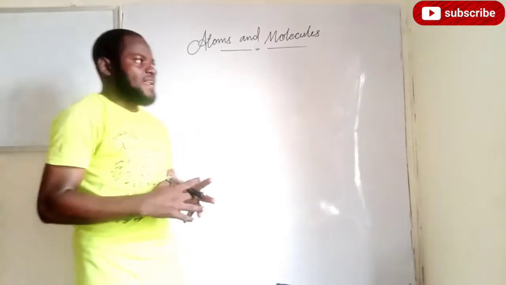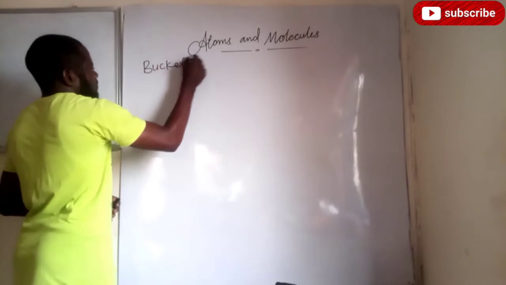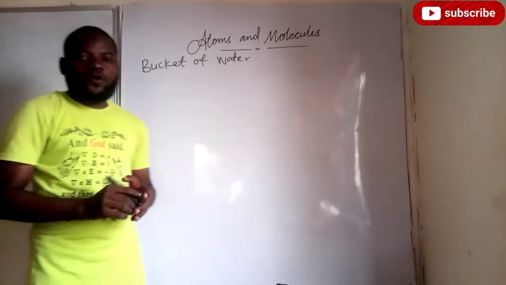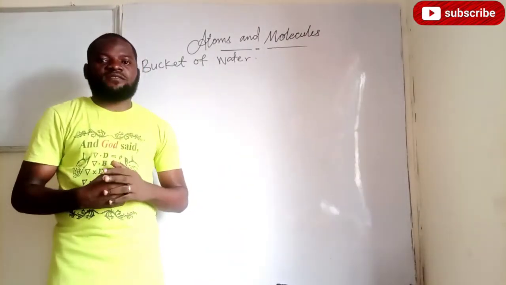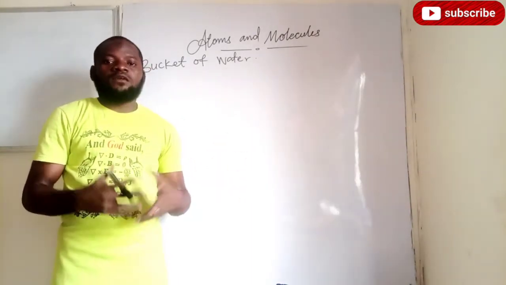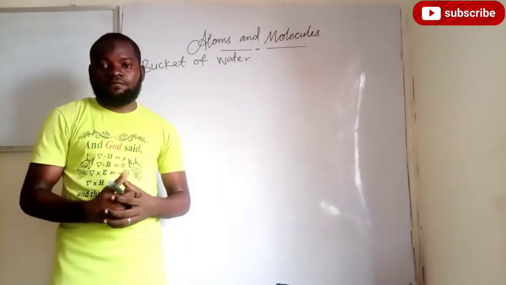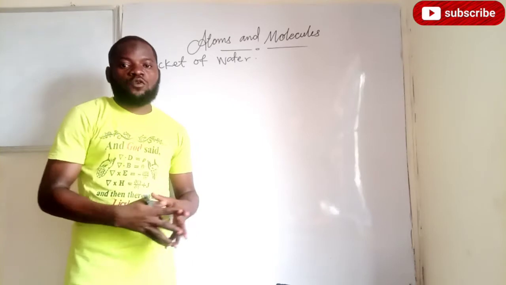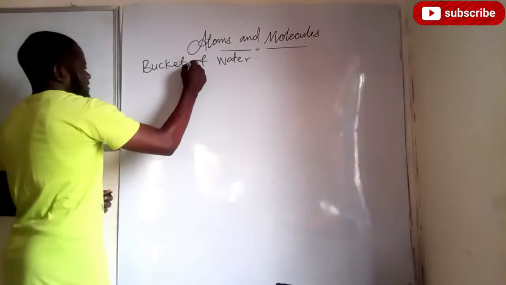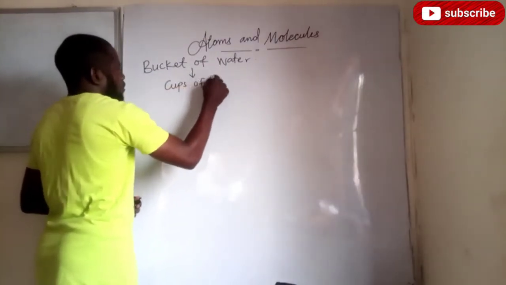Now let's take for instance that I have a bucket of water. Let's say it is a bucket of 1 liter. I can fill the 1 liter bucket with some cups of water. Definitely, a bucket of water is made up of some cups of water.